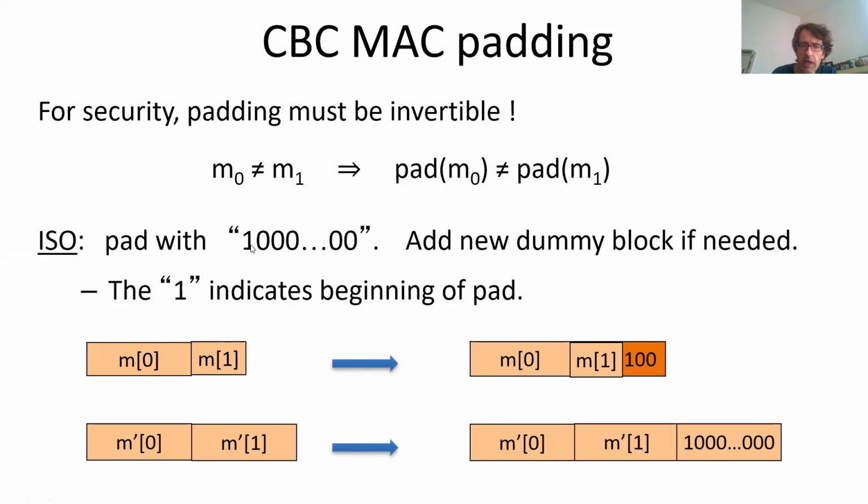I pad by putting a 1 and then filling up with zeros. So to decode, it is a so-called unambiguous encoding, because given a result, I just go from the end. The minute I encounter a 1, I stop, cut it out, and the rest is the message. And this is unambiguous because whatever I start with, there will be a 1 at some point.